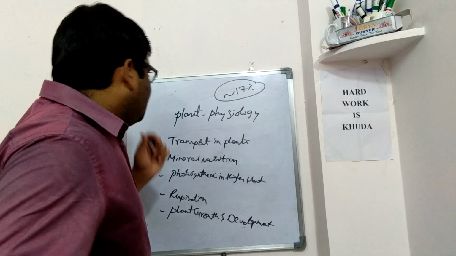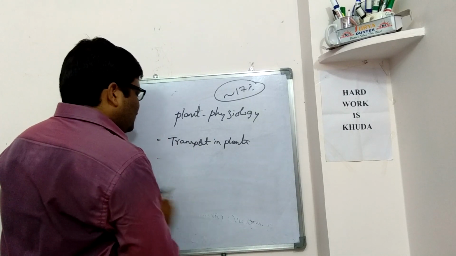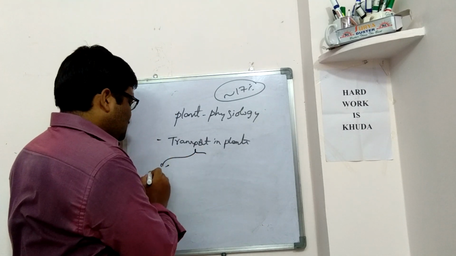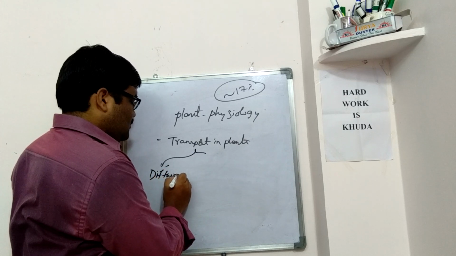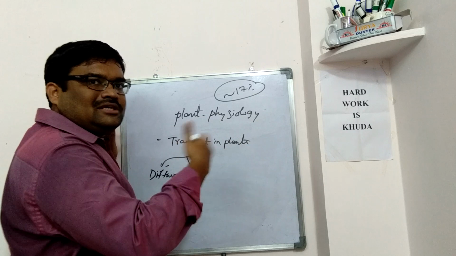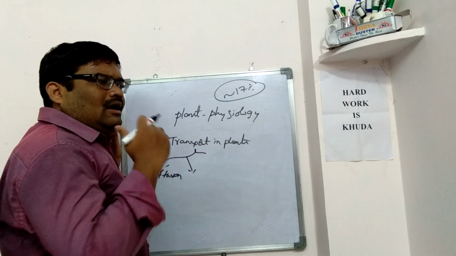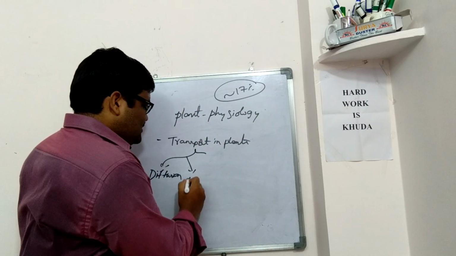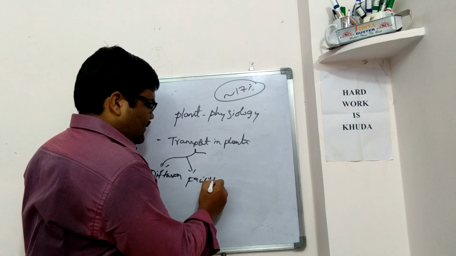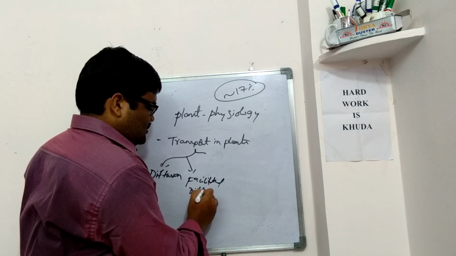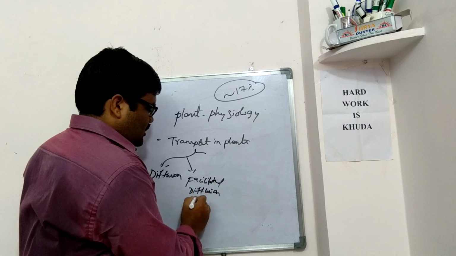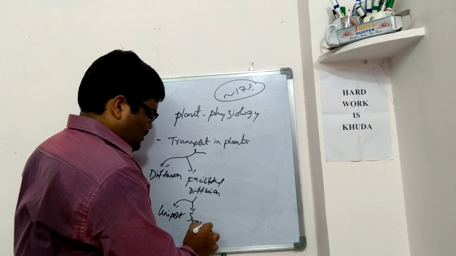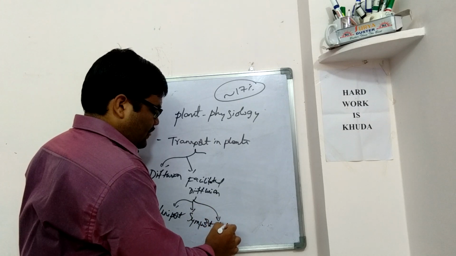With respect to transport in plants, you have to understand the major means of transport, like diffusion, the passive transport, and facilitated diffusion. I am giving the different sub themes covered under transport in plants, at least a superficial analysis with respect to the different topics. Diffusion, facilitated diffusion, again of uniport, symport and antiport.